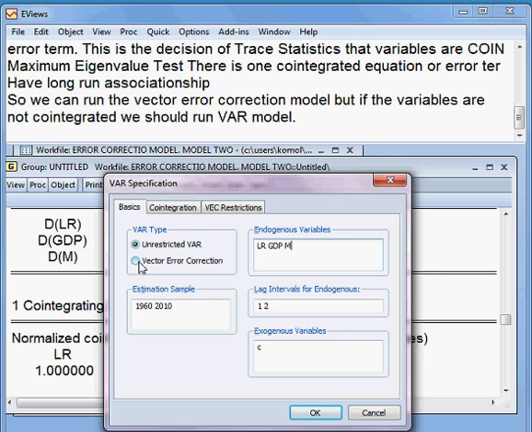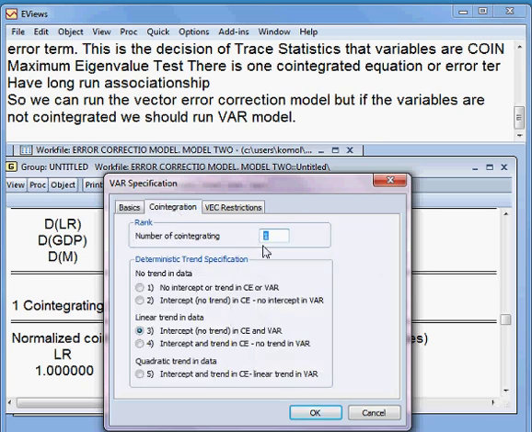And here I choose vector error correction model, because the variables are co-integrated. And here I choose lag 2 because lag 2 has been advised by the lag selection criteria. So I am here using lag 2. Okay, now my model is set. That is, LR is the dependent variable, right? And all others are independent variables. And I click here, the co-integrations.